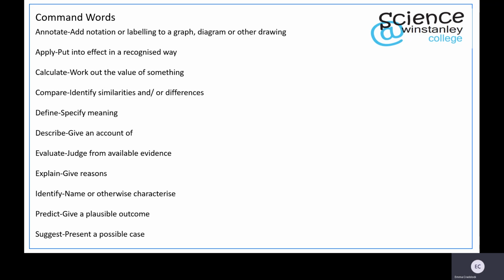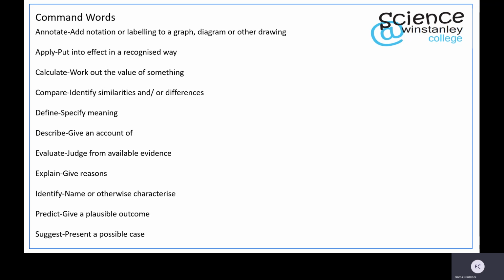So, annotate. You may be asked to add a notation or a label to a graph, diagram, or other drawing. Apply is when you take your knowledge and apply it to perhaps a situation you've not heard of before, but it is knowledge that you have learned as part of your A-level specification. Calculate is to work out the value of something. Compare is to identify similarities or differences. Define is to specify a meaning of.